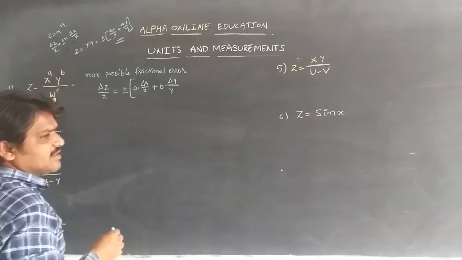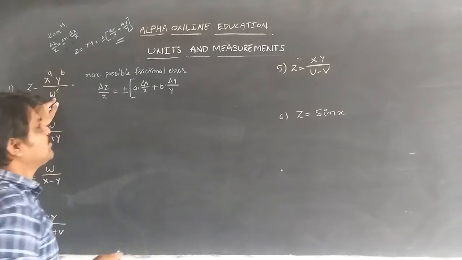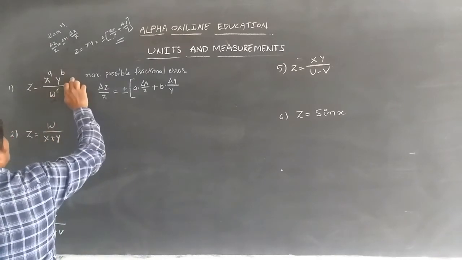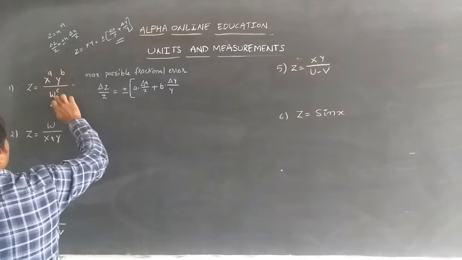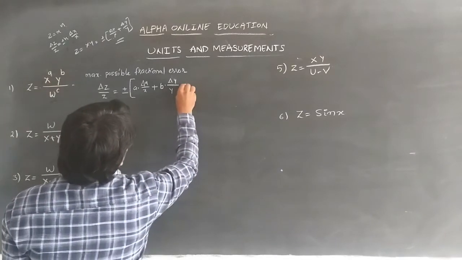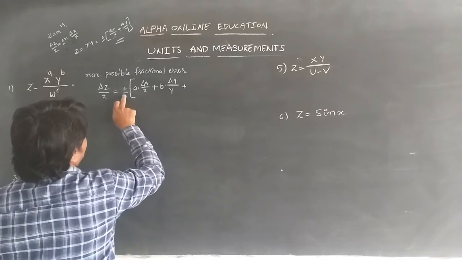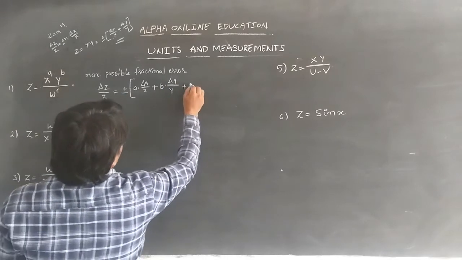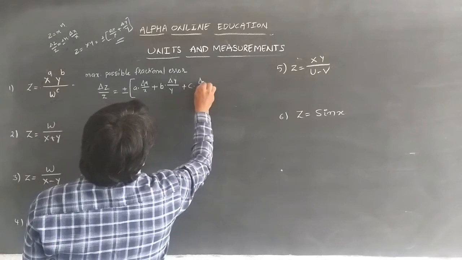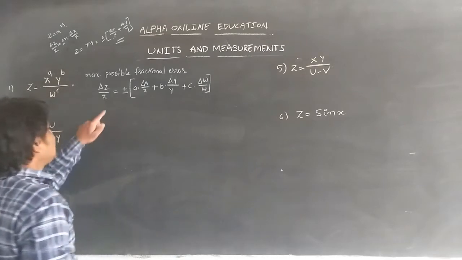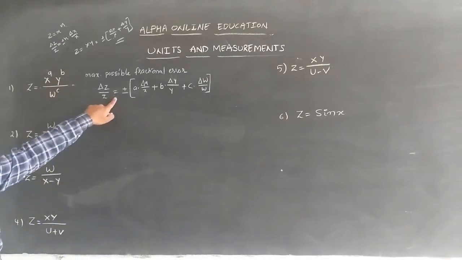We know that the absolute error is always positive. So if w power c comes to the numerator, it becomes w power minus c, but even if it is minus c, we can write it as always positive because of the plus or minus that has been taken. So for w power c we can write c into delta w by w. This is how we should write the maximum possible fractional error.